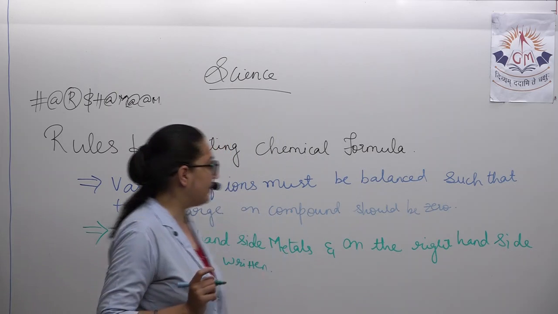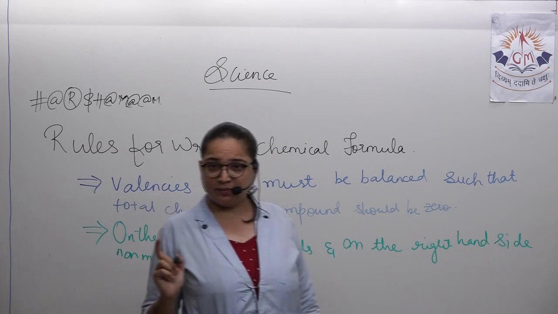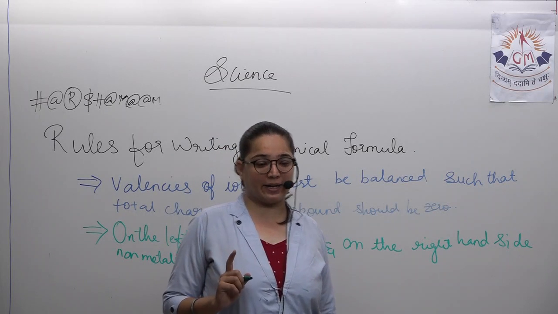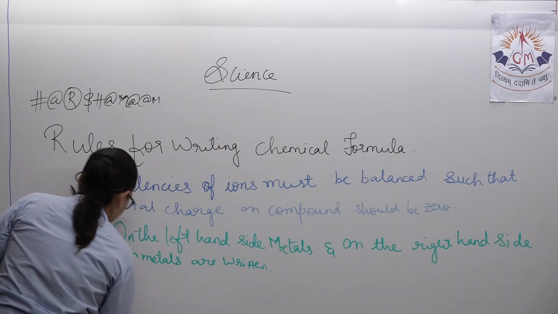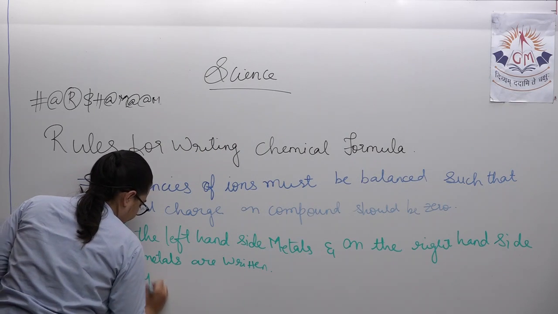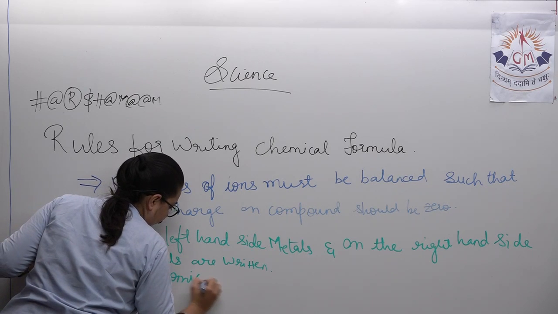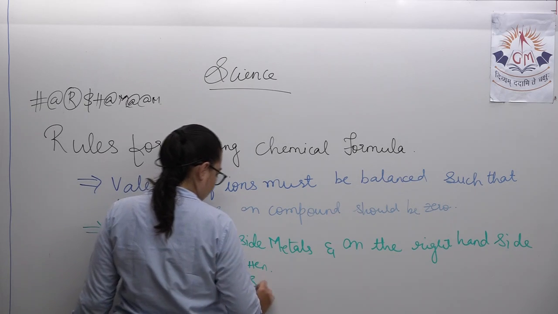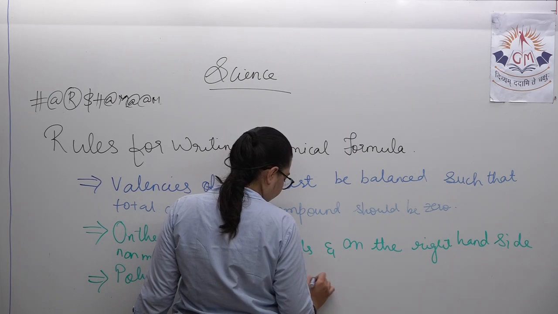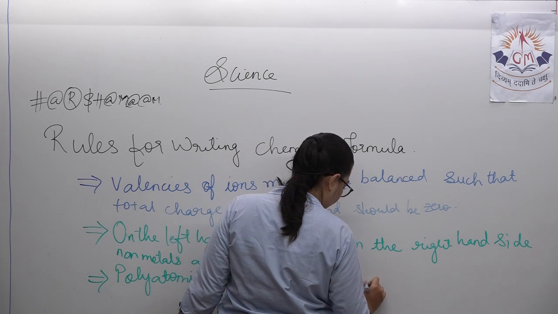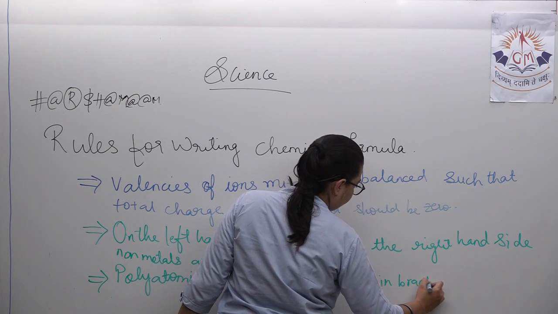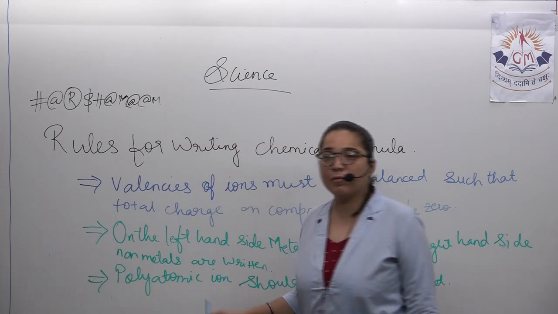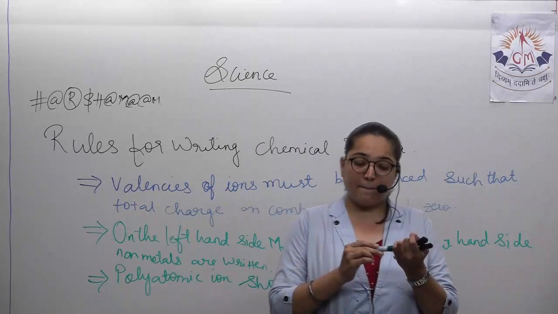After that, the next thing is, if it is a polyatomic ion, then the polyatomic ion should be included in the bracket. This is what you have to remember. That is, the polyatomic ion should be written in the bracket.